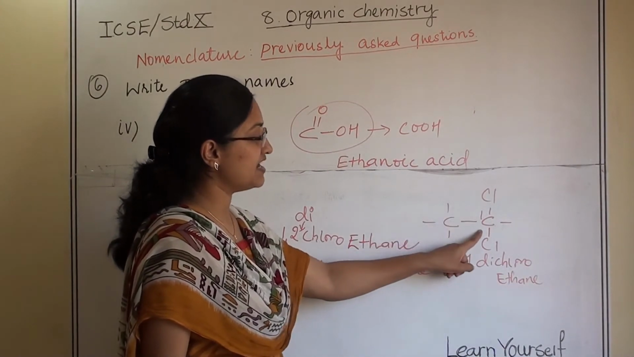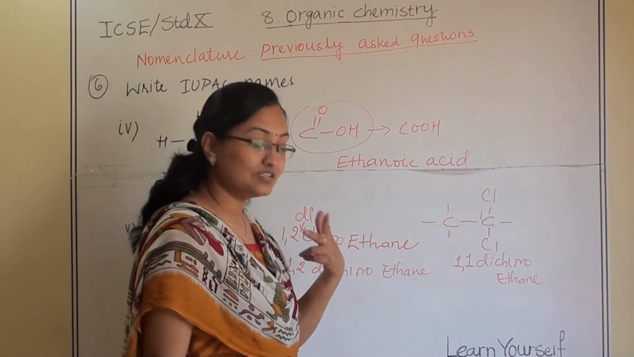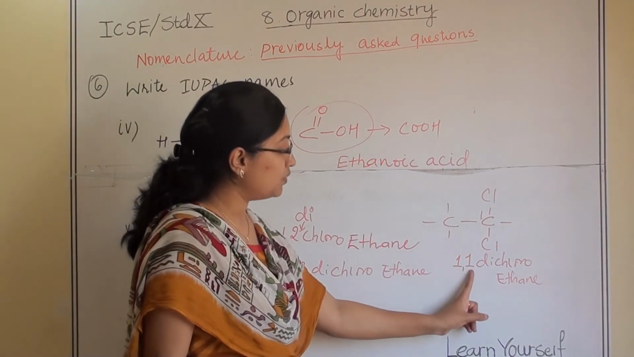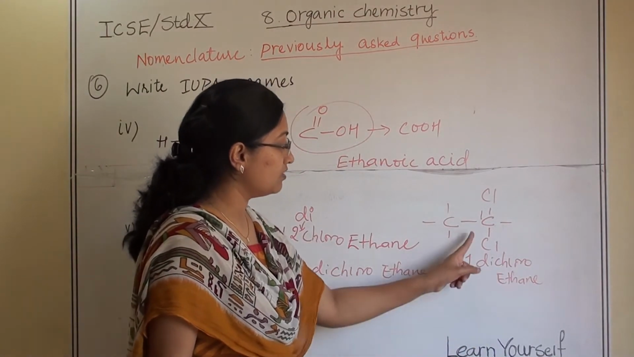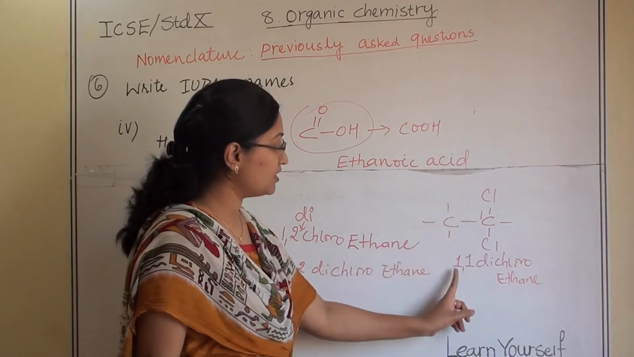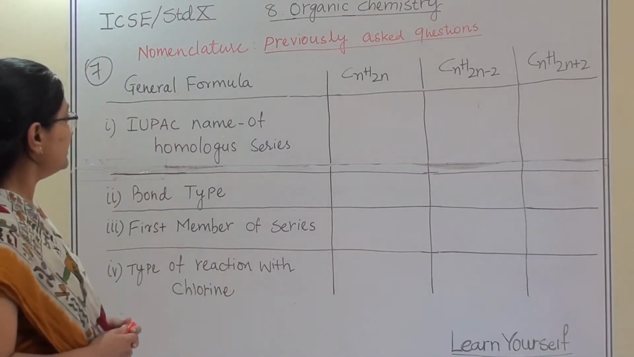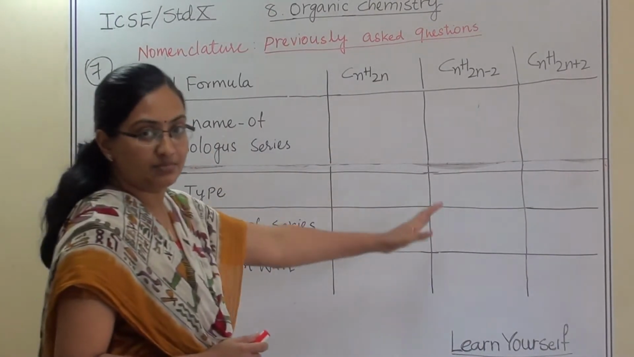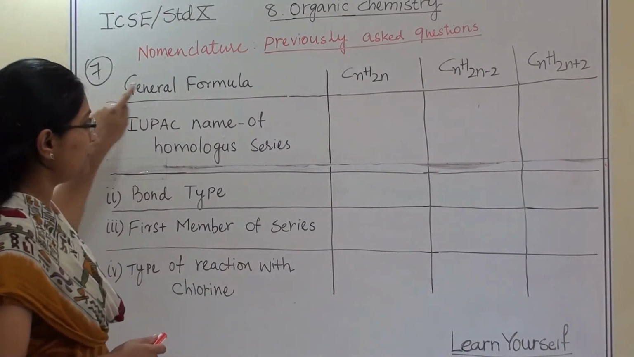Here we are giving the smallest possible number to the functional group. Both are attached at the first carbon atom and they are 2, so we are writing di. So that's why 1,1-dichloroethane. We are giving 1 and 1, 1 and 1 for both chlorine groups. So 1,1-dichloroethane. Seventh question. In this they have given a table with general formulas.